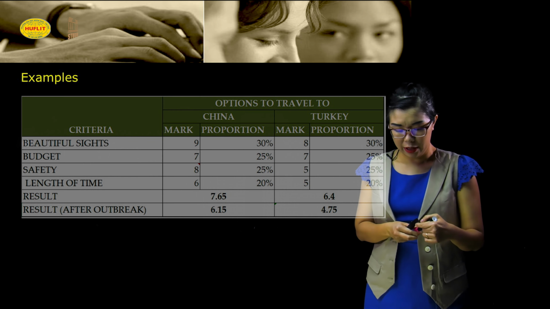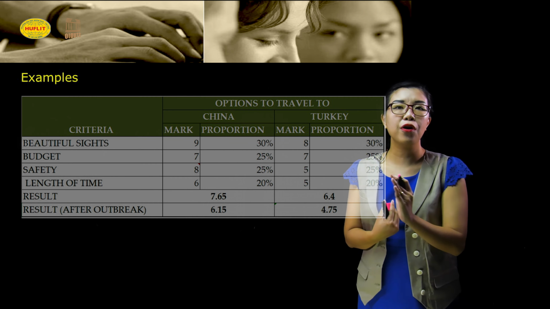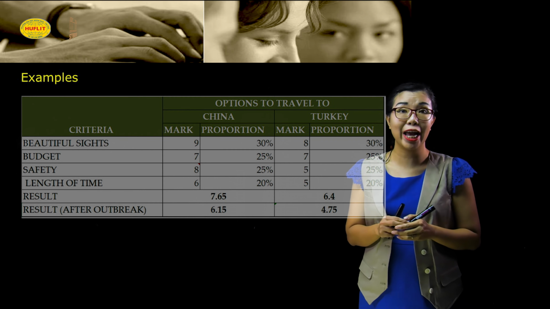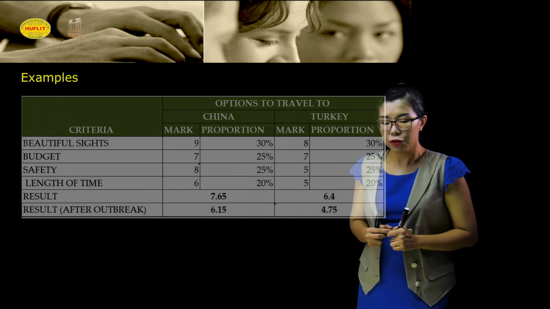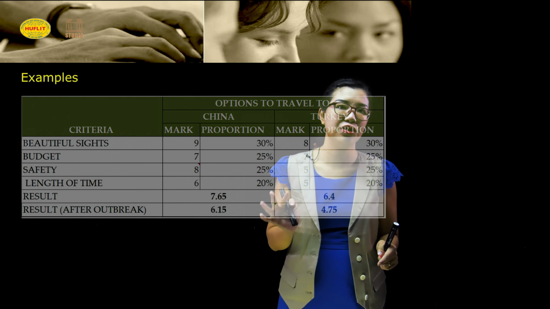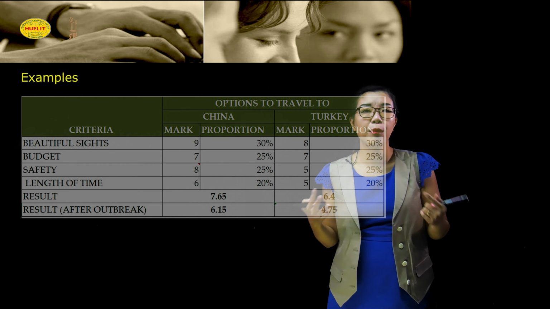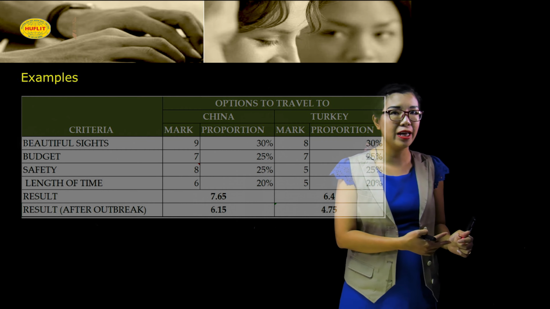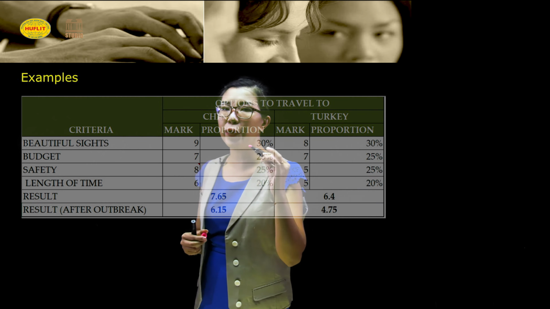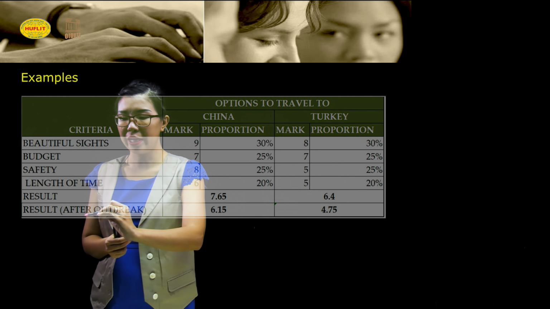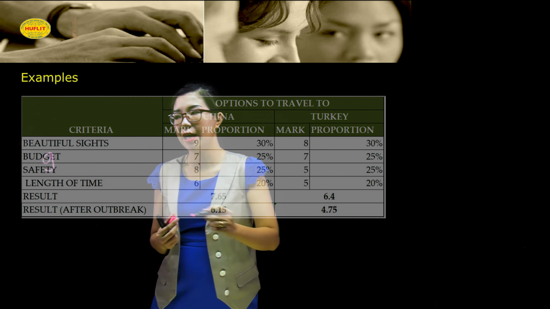Now, I've given you the proportion for each criterion, but we need to rank and mark each criterion based on the country. For example, if we compare Turkey and China, we can see that for the beautiful sites, China seems more beautiful compared to Turkey. That's why I gave China a mark of 9. Okay, so I have the equation right now, just to calculate. The beautiful sites mark for China is 9. I calculate for China.